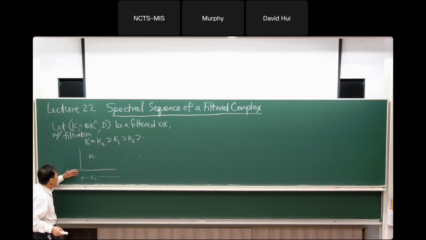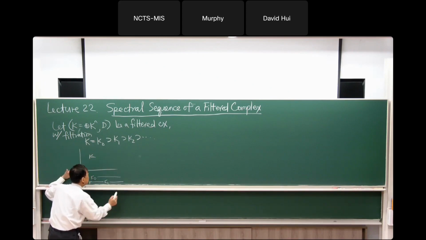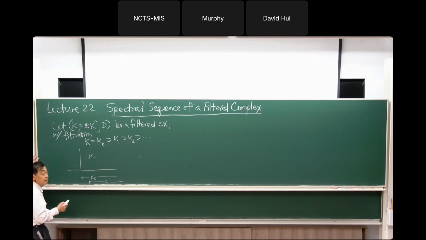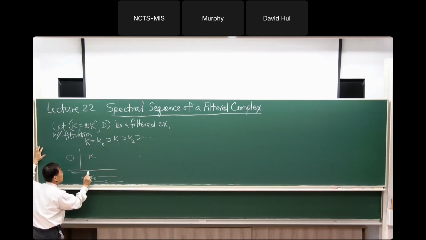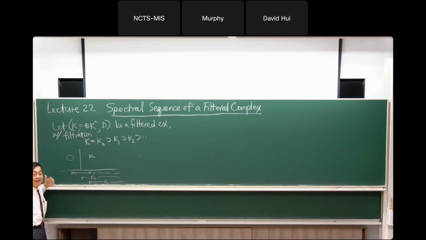Now, we are going to extend the filtration to negative degrees. So we make it 0 here, and then K minus 1 is actually the same as K. It's good to introduce negative degrees so that you don't have to worry about where the beginning is.